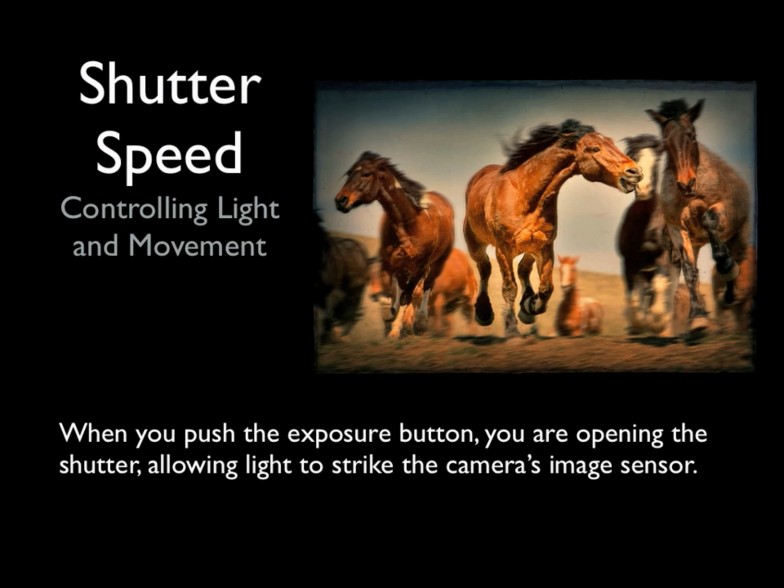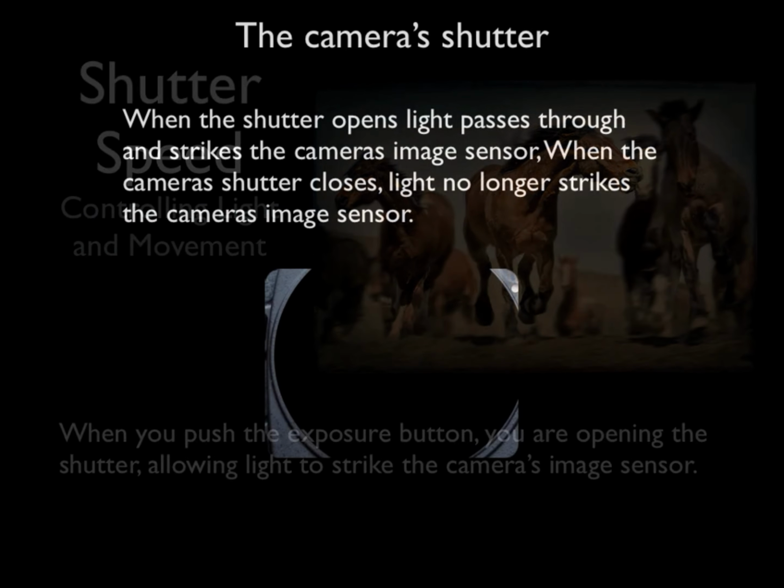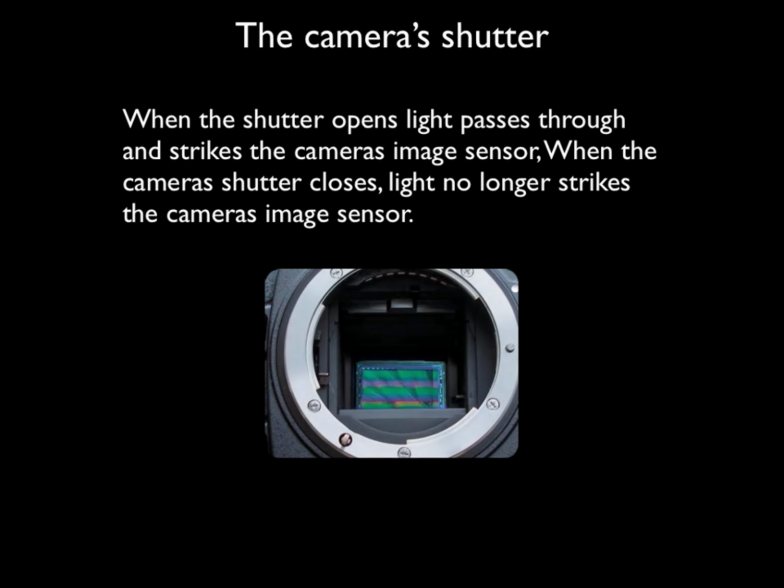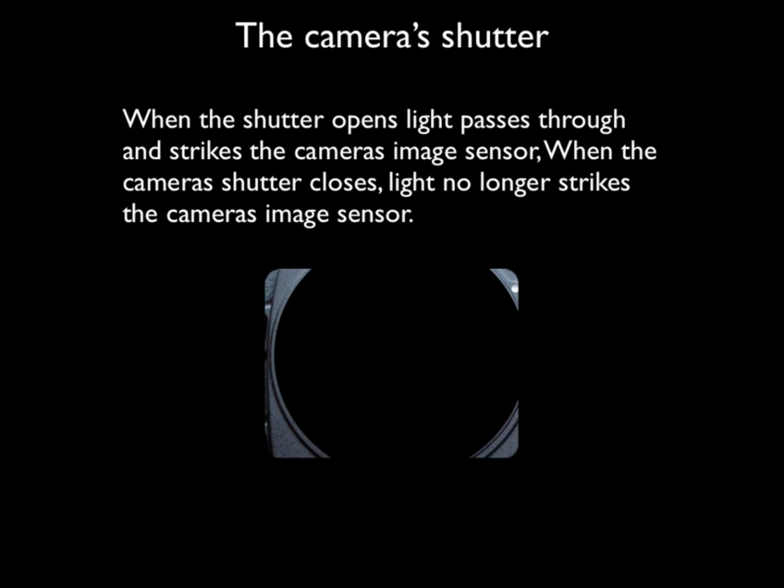When you push the exposure button, you are opening the shutter, allowing light to strike the camera's image sensor. When the shutter opens, light passes through and strikes the camera's image sensor. When the camera shutter closes, light no longer strikes the camera's image sensor.